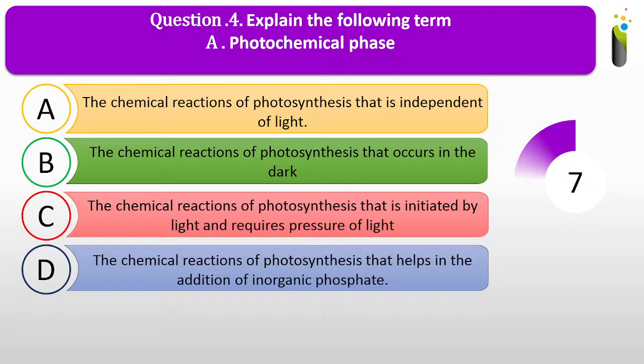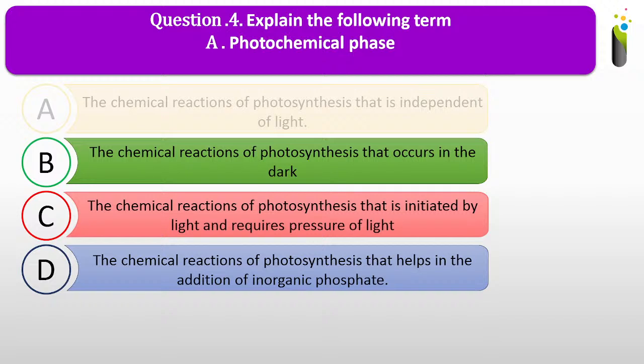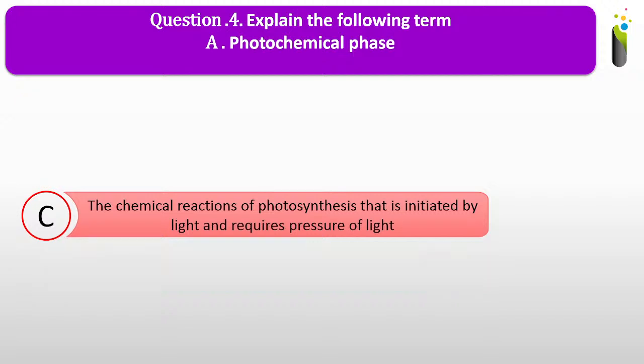And the correct answer for this question is C. The chemical reactions of photosynthesis that is initiated, that is, started by light and requires presence of light. Please read it as presence of light. Question number 4. Explain the following terms.